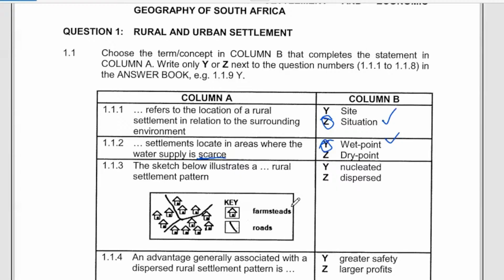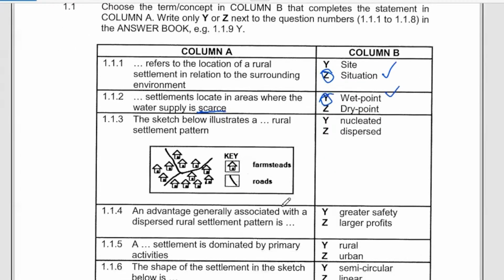Moving on to the next question. The sketch below illustrates a dash rural settlement pattern. Right, when we're talking of pattern, we are looking at how the housing units are arranged in the settlement. Are they close to each other or apart from each other? So if we check in that instance, our farmsteads are just close to each other, which implies that it's a nucleated settlement.